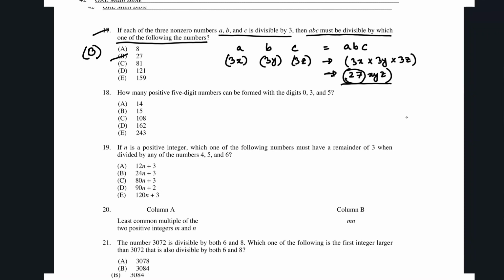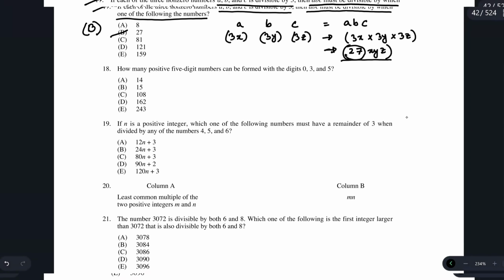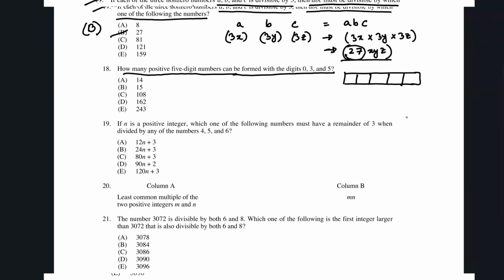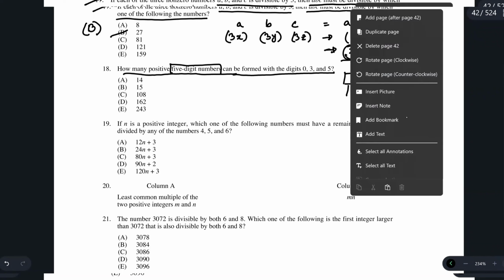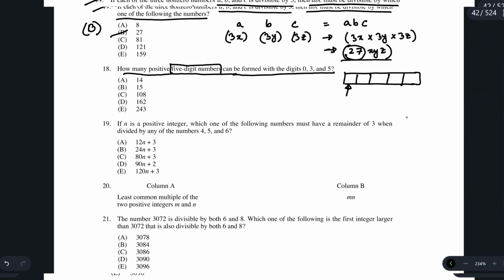Now if we look at problem 18, we are asked how many positive 5-digit numbers can be formed with the digits 0, 3, and 5. So we have to form a 5-digit number. Let's create a box with 5 inner boxes, and these are the 5 digits we want to have. Since it has to be a 5-digit number, the first digit shouldn't be 0. It can be 3 or 5.